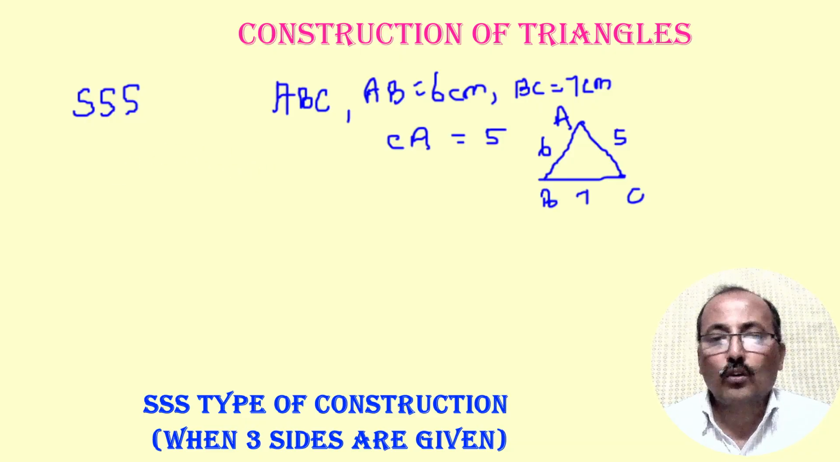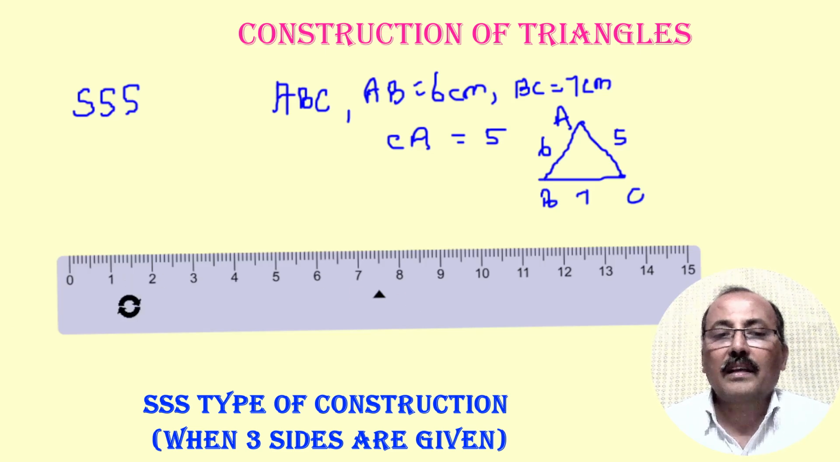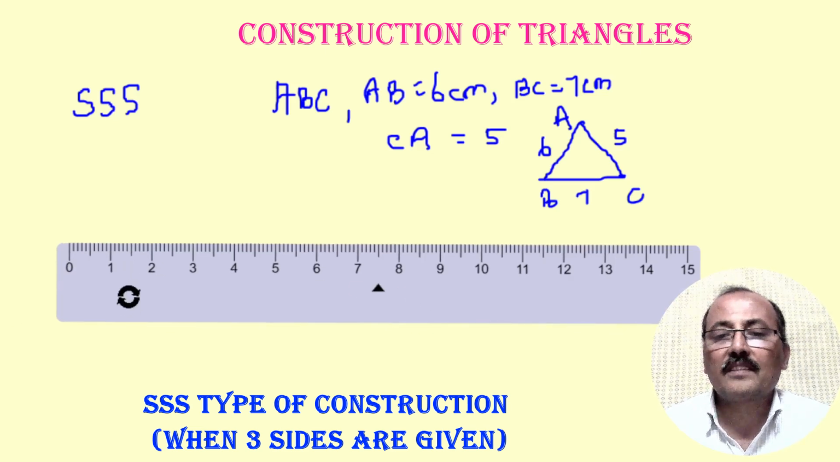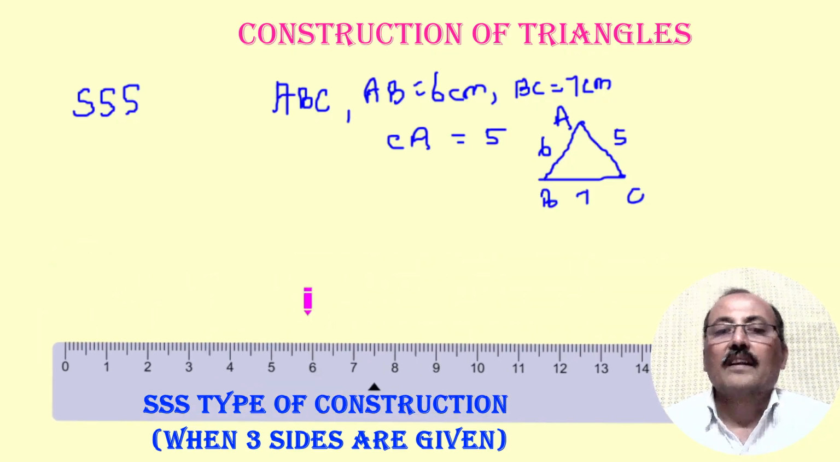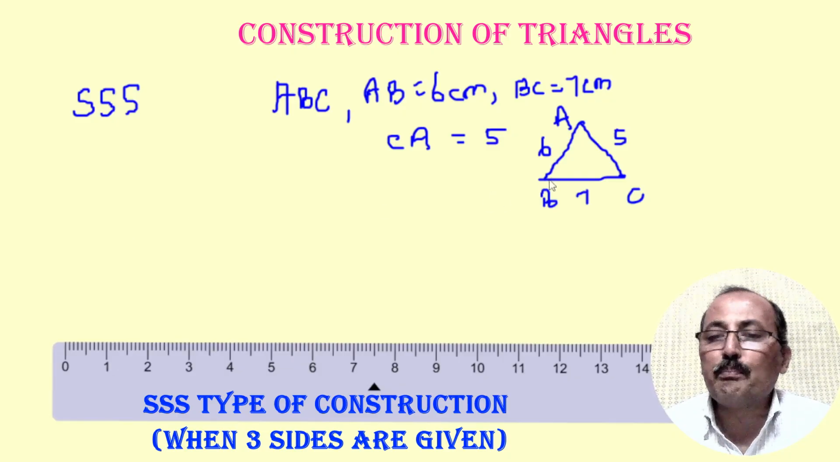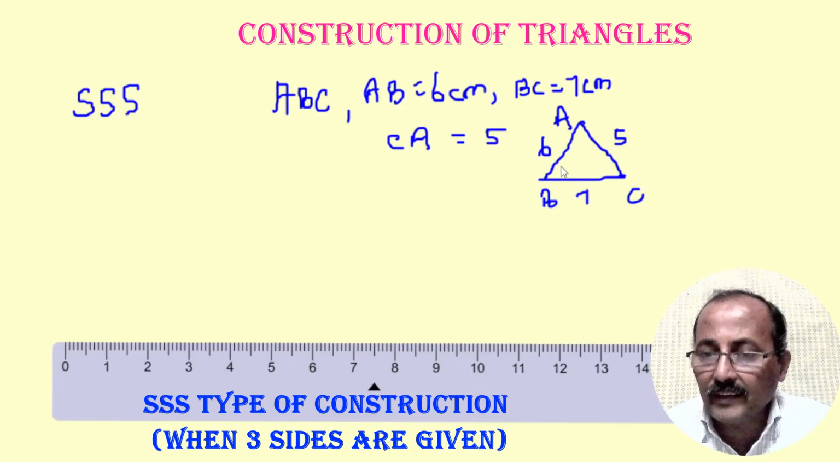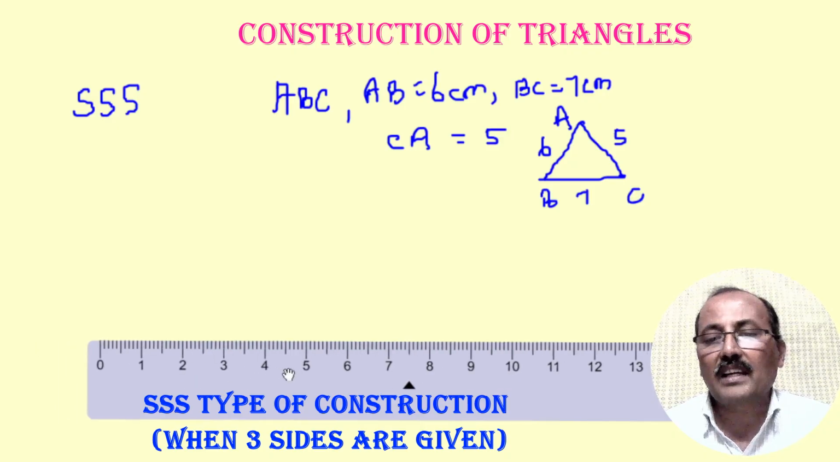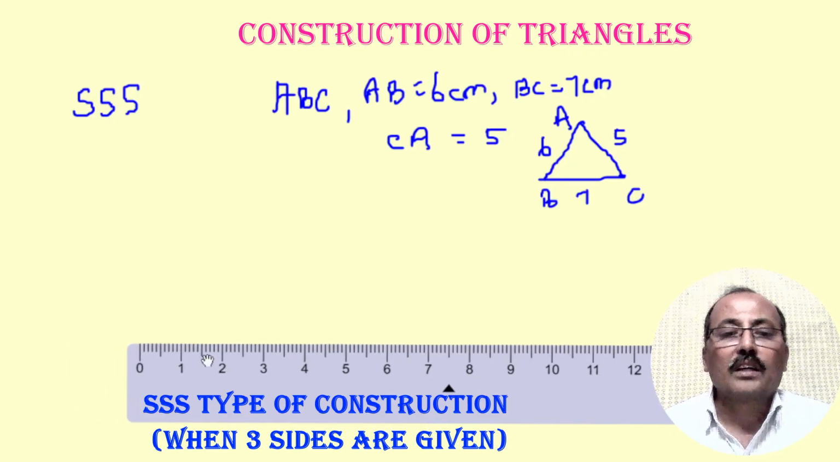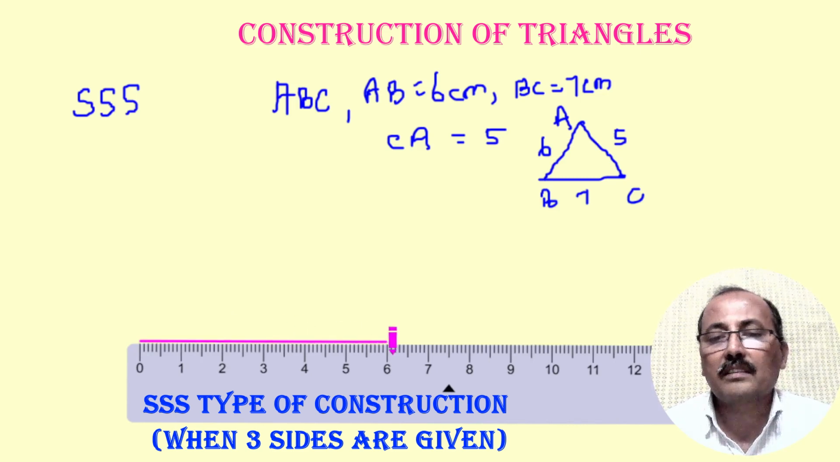First, take the ruler and draw a line segment. It should be straight, only then can you draw. Draw a line segment of the base length. According to this rough figure, what is the base? BC. BC is 7 centimeter. Here I am going to move the ruler a little bit this side. Now draw the length. How much do I have to draw now? 7 centimeter. Yeah, it is coming bigger.